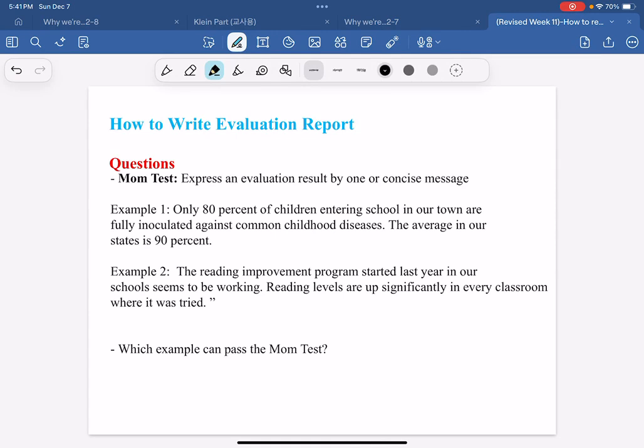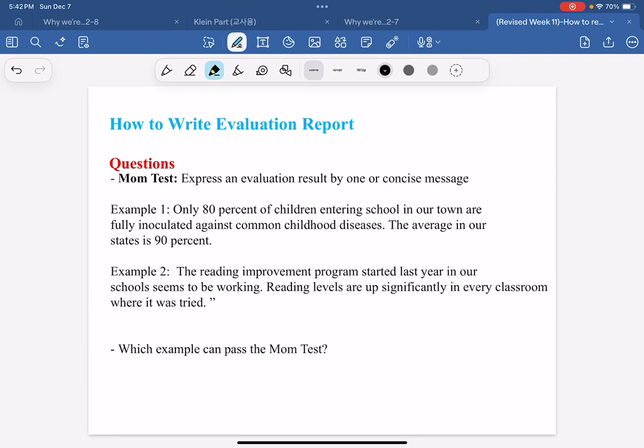Yeah, okay. Definitely example 1. Why? Example 1, the first message, includes more specific and clear information by including figures, numerical values, or by describing specifically the aspect of policy. 80%, 90%, average. These are very specific numerical values.